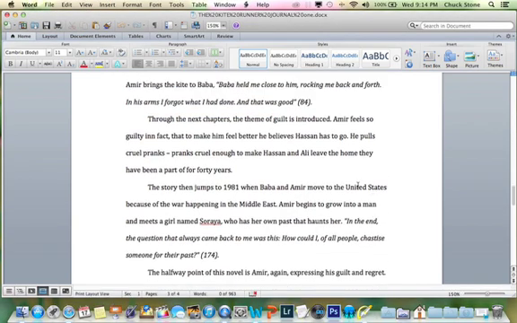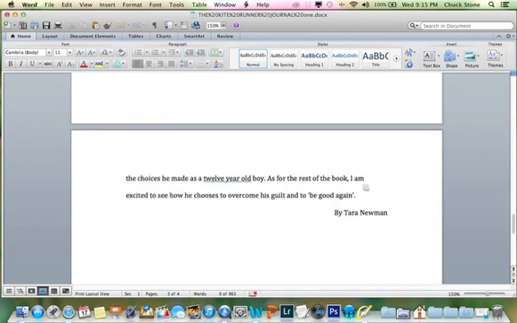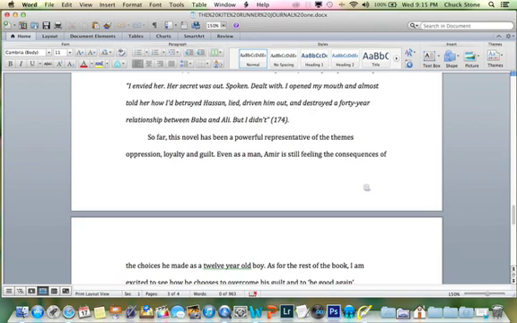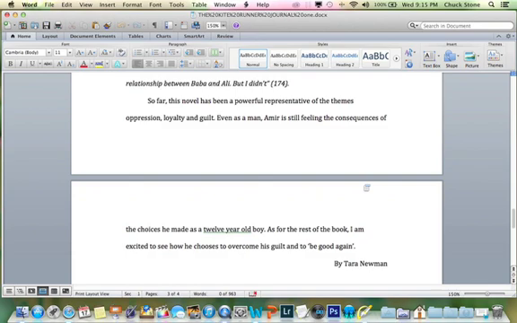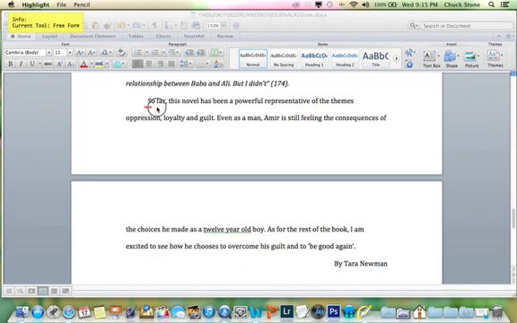Moving further down, we have here the theme of guilt, and then a chronological jump here, moving when Amir and his father have to leave Afghanistan to go to the United States, and so on. This is a good journal. It's a good start for the checkpoint 1, and even though it's not required, have a little bit of summation here. So far, this novel is about a powerful representative of the themes. It's a restatement: oppression, loyalty, and guilt.